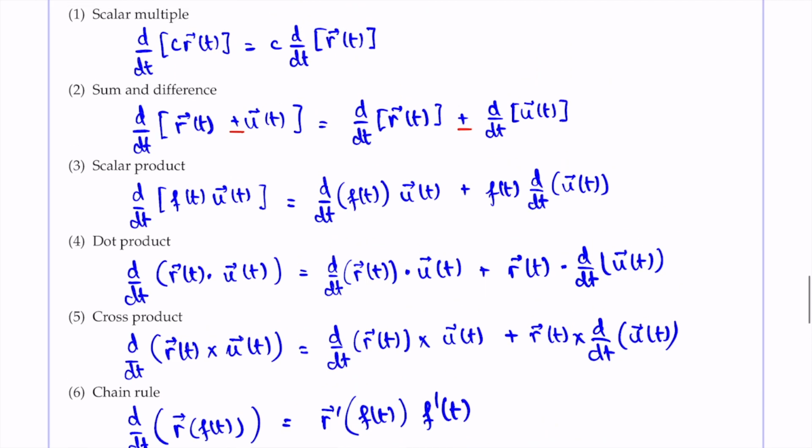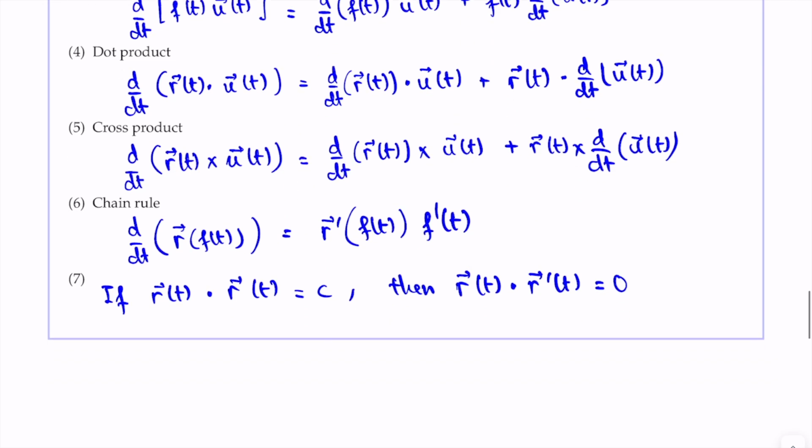These are the properties of the derivative of vector value function. It's very straightforward, almost directly from single variable functions. And again, as I mentioned, these rules can be proved by working on the individual components of the vector value functions. Now we're going to do some examples related to these properties.